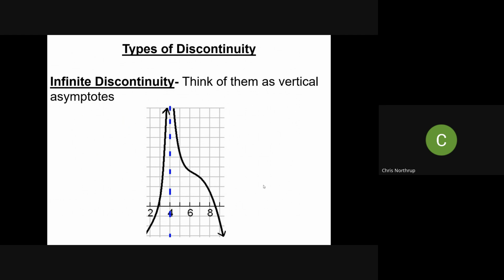Some people call these asymptotic discontinuities because this is where you have your vertical asymptotes, like from precalculus. So it's not continuous here at x equals 4 because I don't have a function value at x equals 4. If I don't have a function value, I can't really have a function value equal to a limit, assuming that our limits are finite values. We'll talk more about that later.